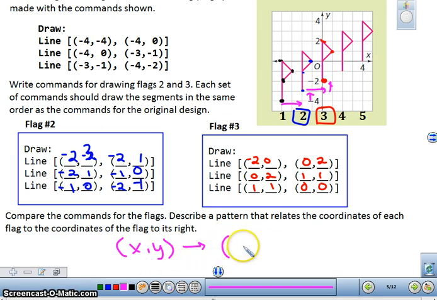If we are doing a translation, this is when we are going to add or subtract. In this case, we are moving to the right, so we are adding 2 to our x coordinate. How did our y coordinate change? It went up 1, y plus 1.